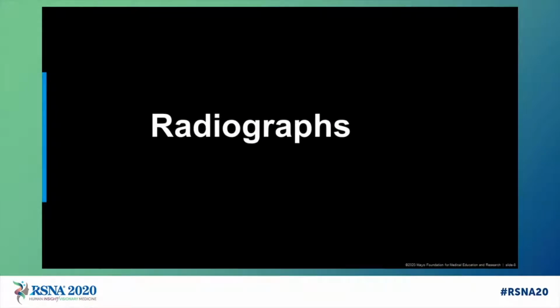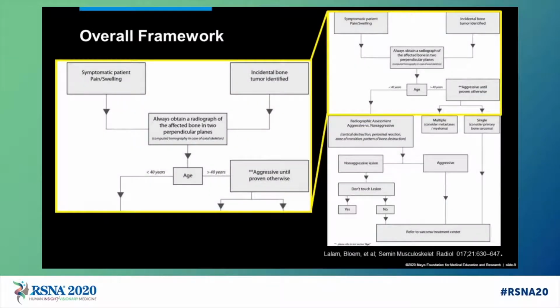Let's start off with radiographs. Blowing up the top of that flow diagram, you'll notice that whether a patient presents with symptomatic findings, pain or swelling, or with an incidental lesion, the first part of the workup is radiographs. Notice that the next step is to split the patients into two categories based on age less than 40 or age over 40. Let's look at a couple of examples for patients under the age of 40.